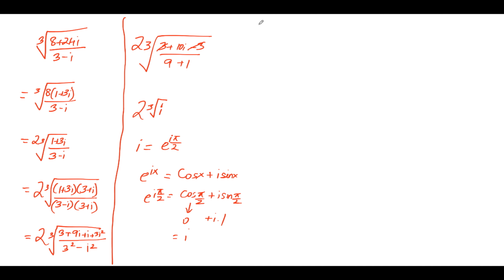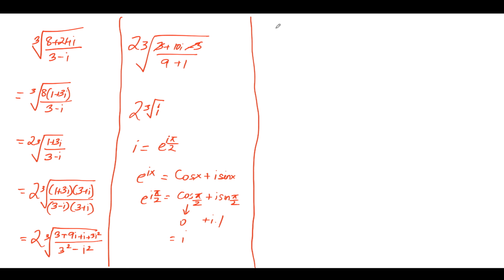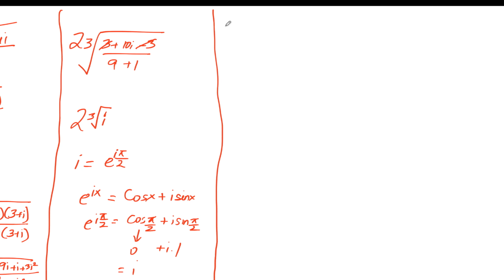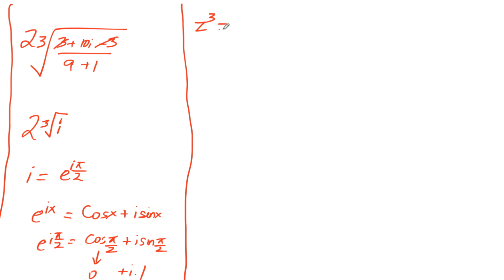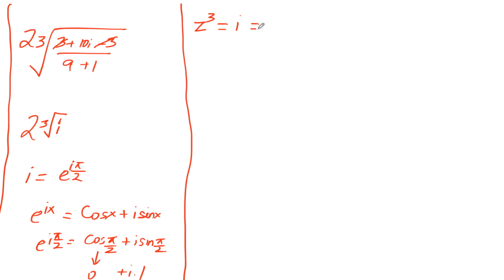So for the sake of solving this problem, we can say that, let's say z cube is equal to i is equal to e raised to pi by 2 plus 2 times pi n, the whole multiplied by i. Now what's the difference between this over here and this? It's the same thing, technically speaking.